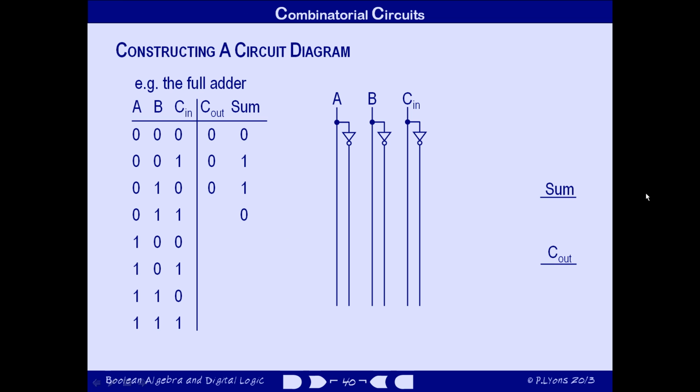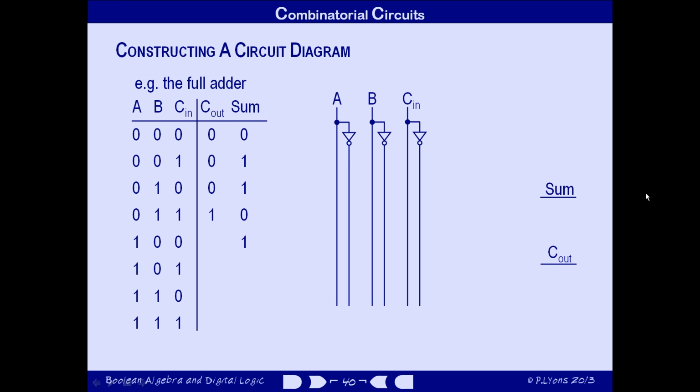Well, that's precisely the situation that we've got here. 2 ones are added together, and of course the result of that addition is 2, but if sum is the part of the result with the same significance as the 2 input ones, it's a 0. And of course the carry output is a 1.